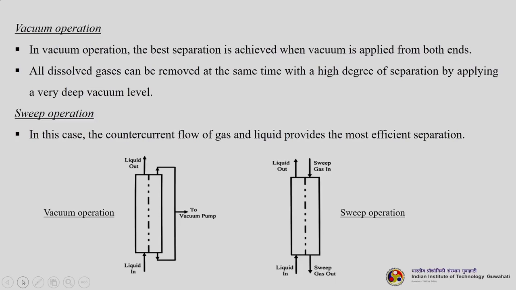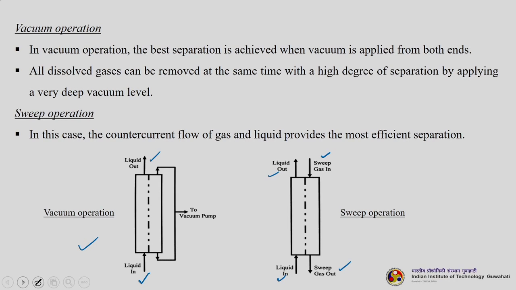In the vacuum-only operation, the best separation is achieved when vacuum is applied from both ends. All dissolved gases can be removed at the same time with a high degree of separation by applying a very deep vacuum level. You can see how it is happening. This is the vacuum operation, the liquid is entering here, liquid is out here, and now you have vacuumized the entire system, something very similar to a pervaporation type of operation. Sweep gas again here, liquid in, liquid out, and sweep gas in and sweep gas out.